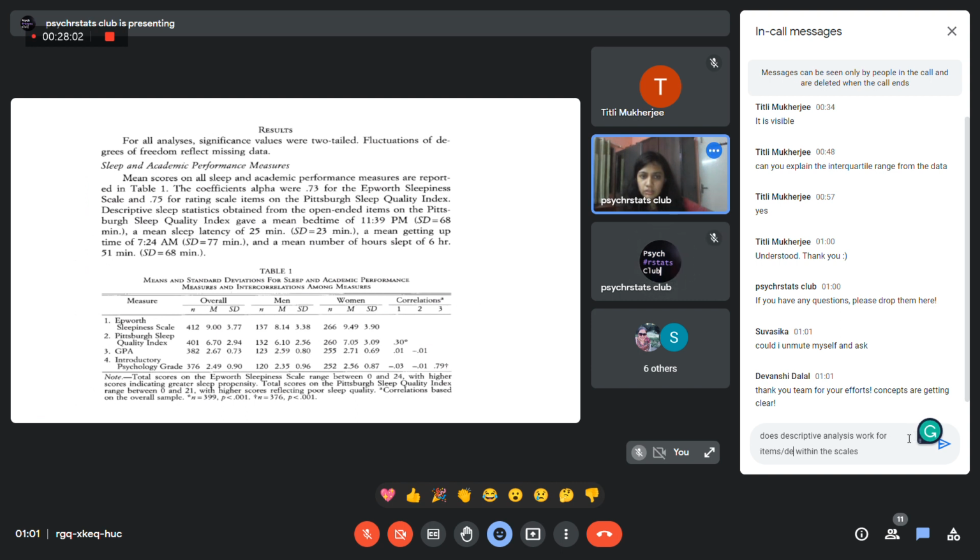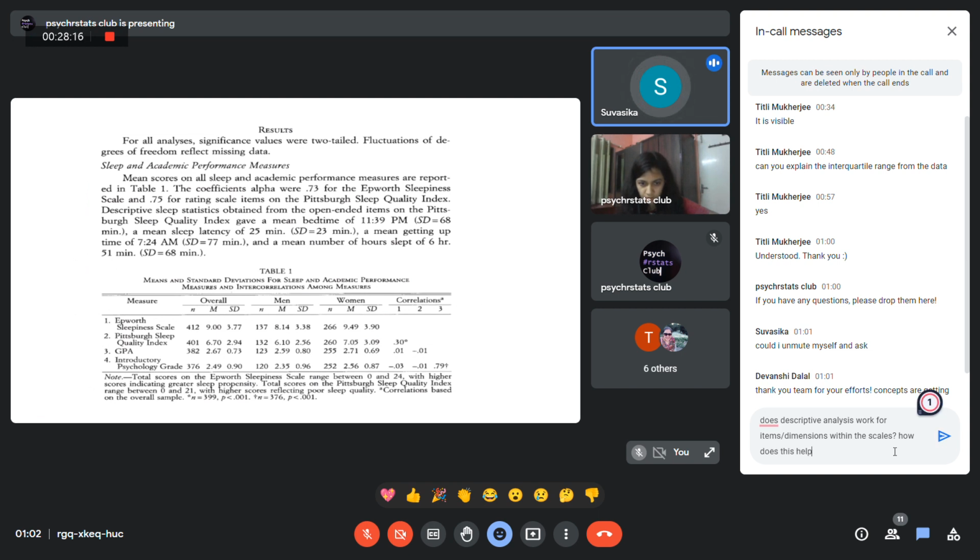So in this slide, does the standard deviation imply that the entire data set lies between those two extremes? For example, in this case, the Epworth Sleepiness Scale, the standard deviation is 3.77. So 9 minus 3.77 is 5.23, and 9 plus 3.77 is 12.77. Would we be correct in assuming that the data set lies between 5.23 and 12.77?